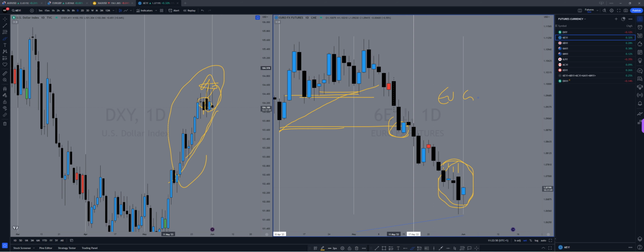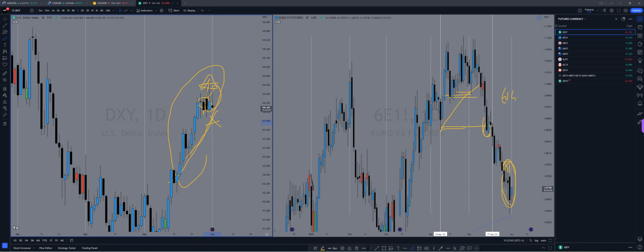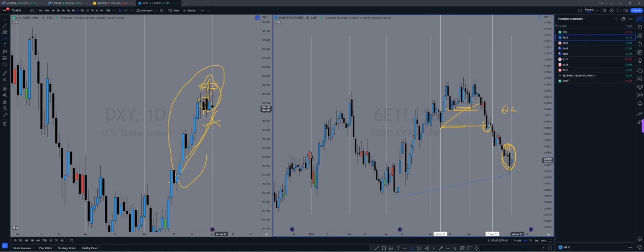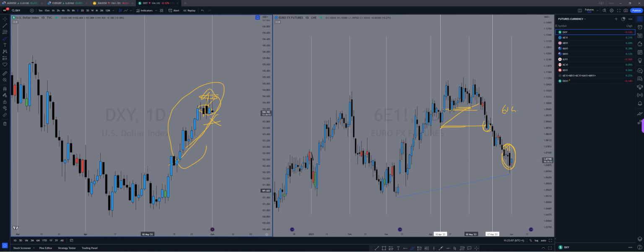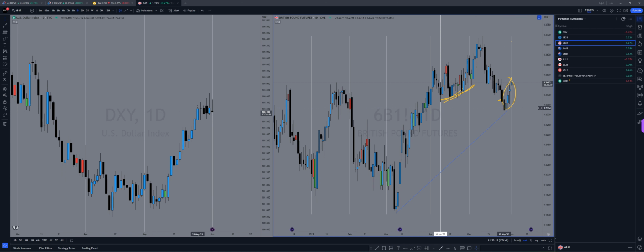So that's the first one, by looking at the Dixie and then looking at the futures currencies to compare which one is strong versus which one is weak, right? And you can do that easily by sometimes looking at the candles. Okay, you can see by looking at the candles, we've been dropping, but on British pound we did find support here.